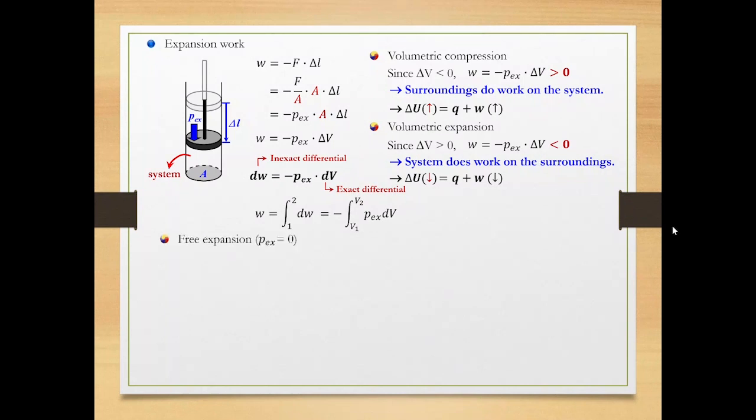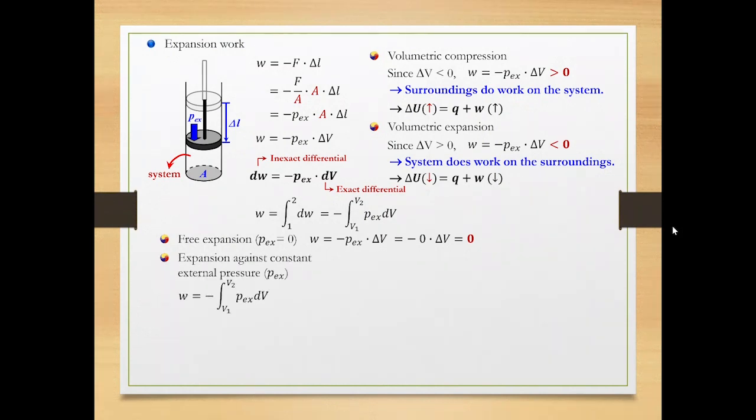Free expansion is the volumetric increase of the system against zero external pressure, or vacuum. It implies external pressure is zero. Consequently, the work done under this condition is zero.